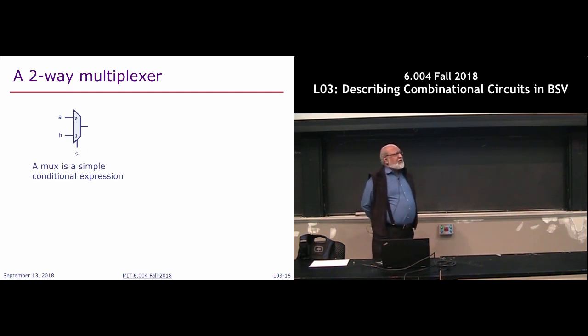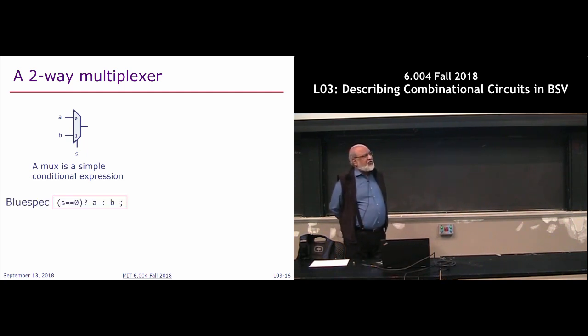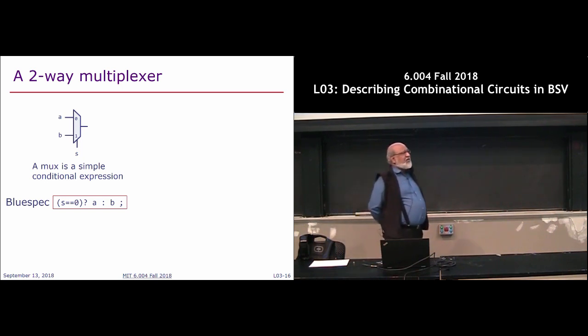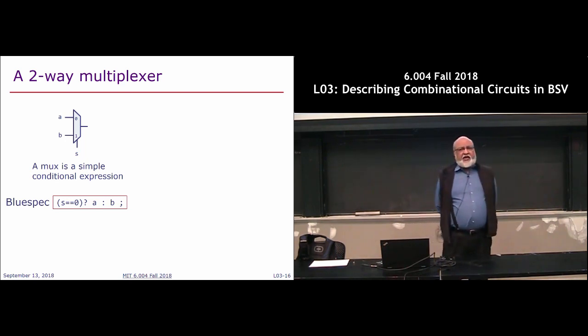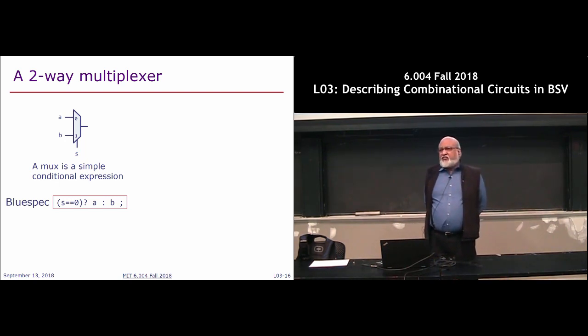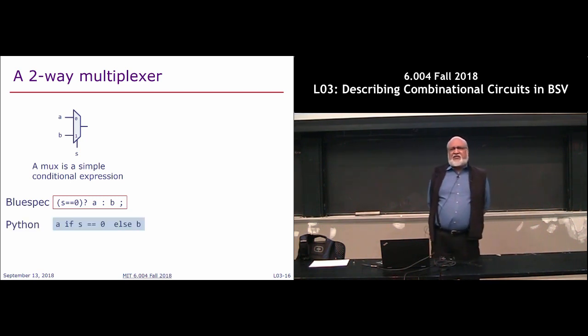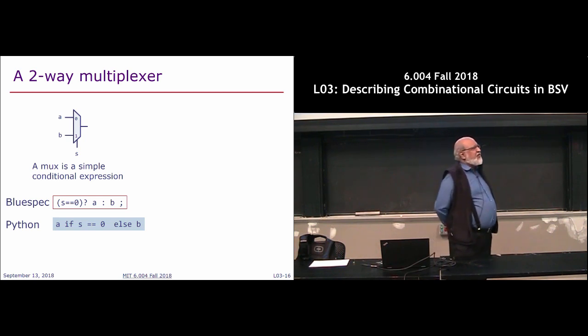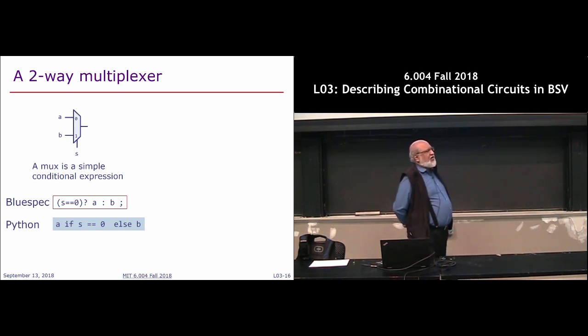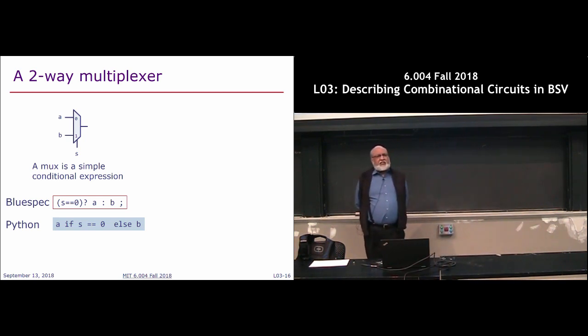Okay, a mux is a simple conditional expression. So in Bluespec, you can write it like this: if S is 0, then it's A, else it's B. At this level, you could have written something like this in Python: A if S is 0, otherwise it's B. You remember this much Python, right?